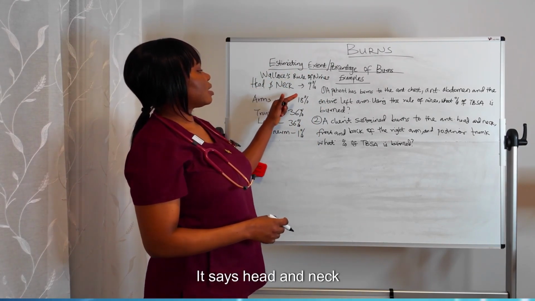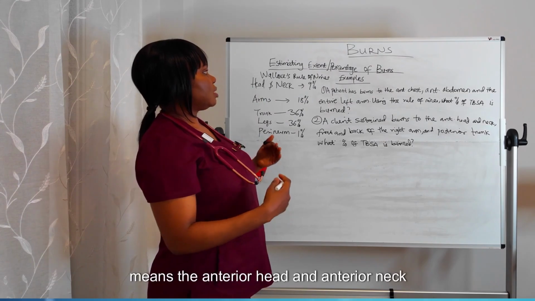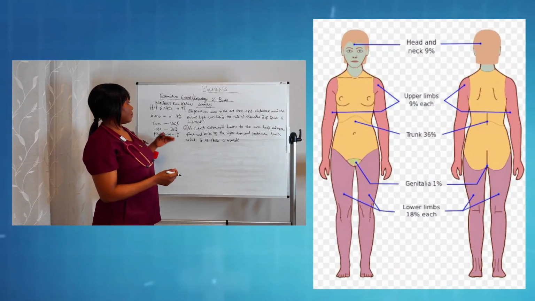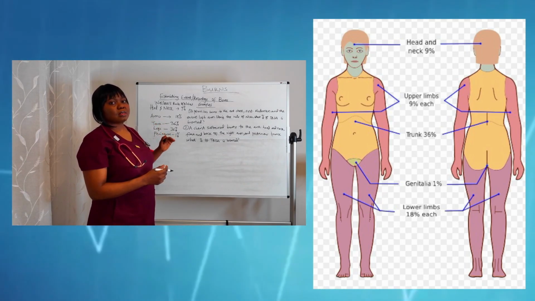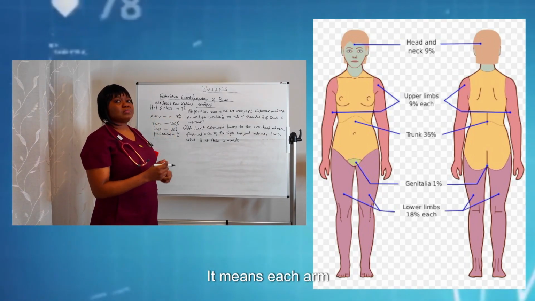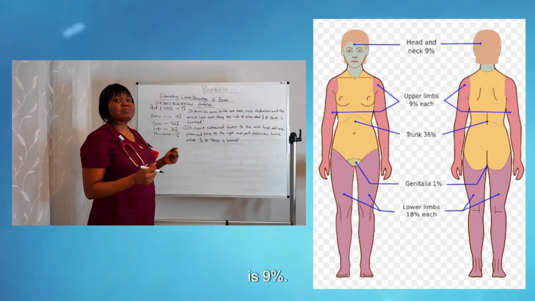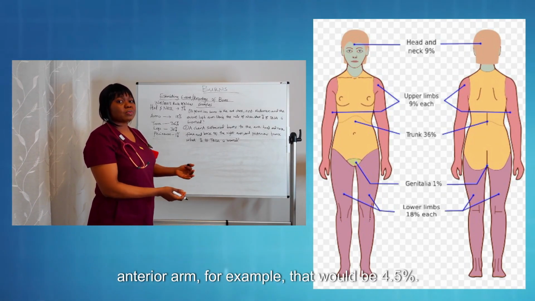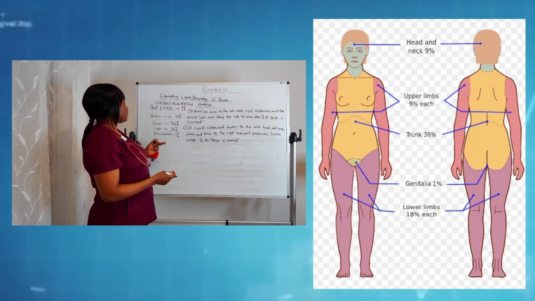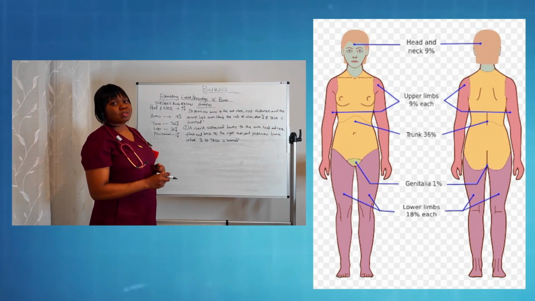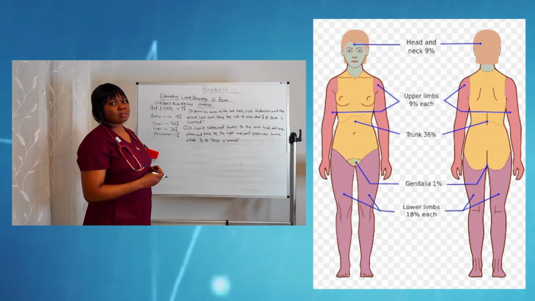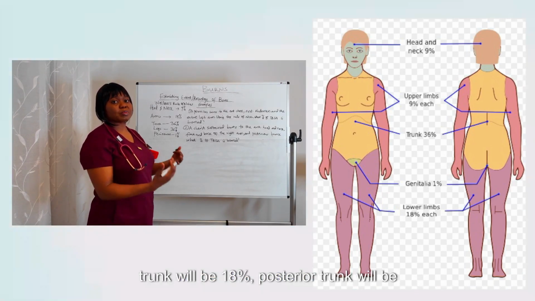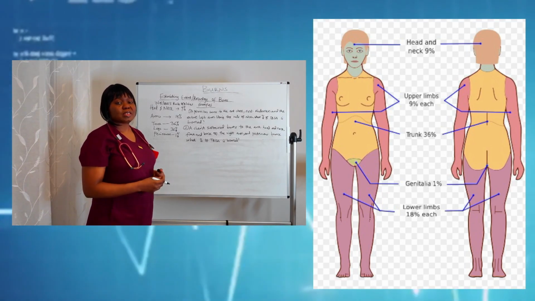It says head and neck 9%. It means the anterior head and anterior neck together will give us 4.5%. The next one is arms. The arms is 18%. It means each arm is 9%. That means if we're only looking at the anterior arm, for example, that will be 4.5%. The next one is trunk. The trunk is 36%, meaning the anterior trunk will be 18%, posterior trunk will be 18%.